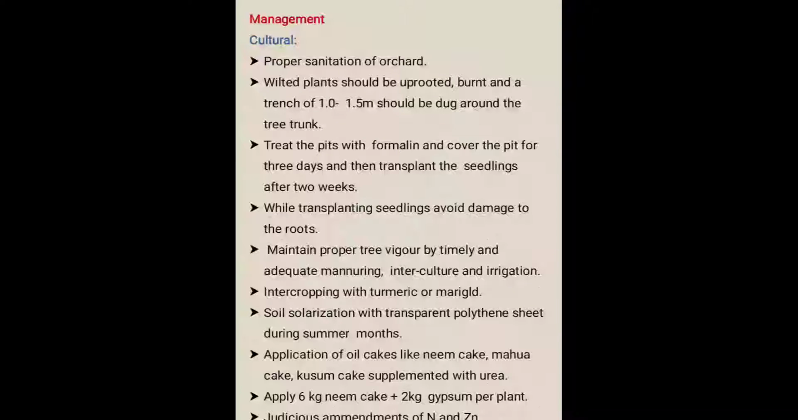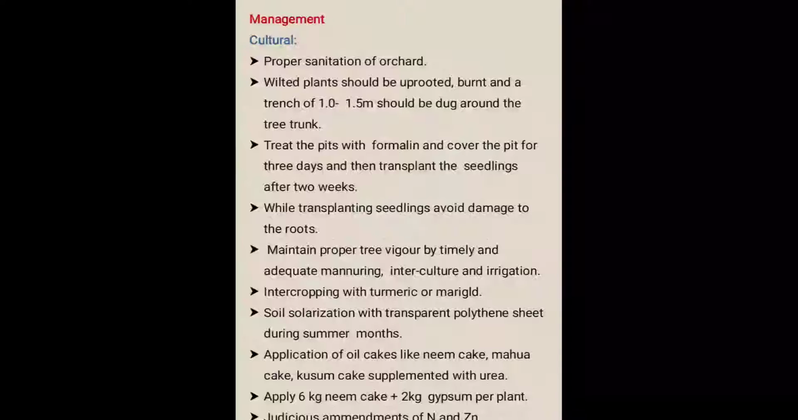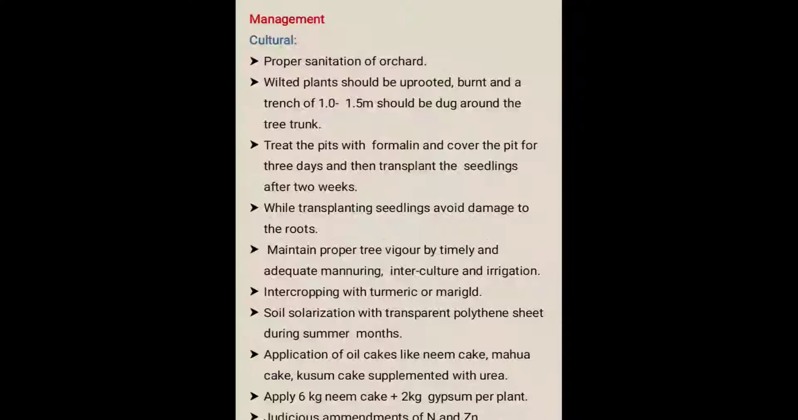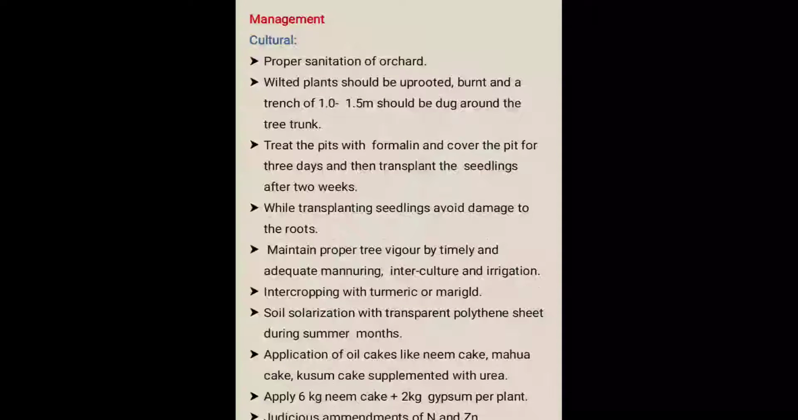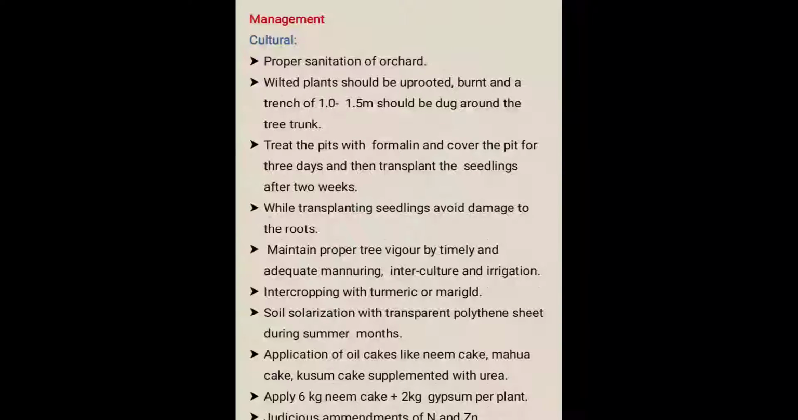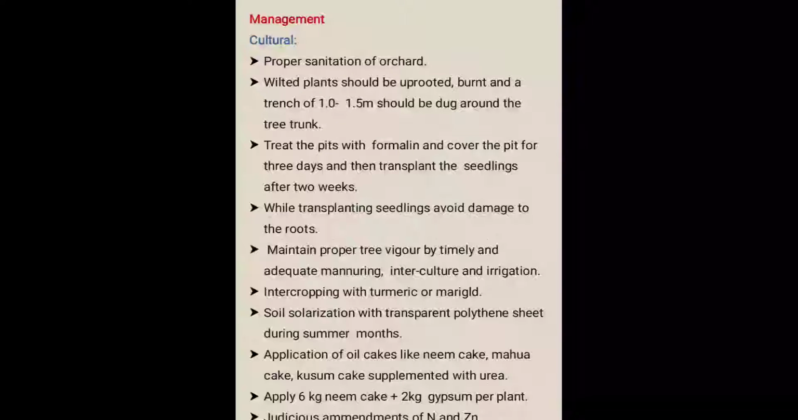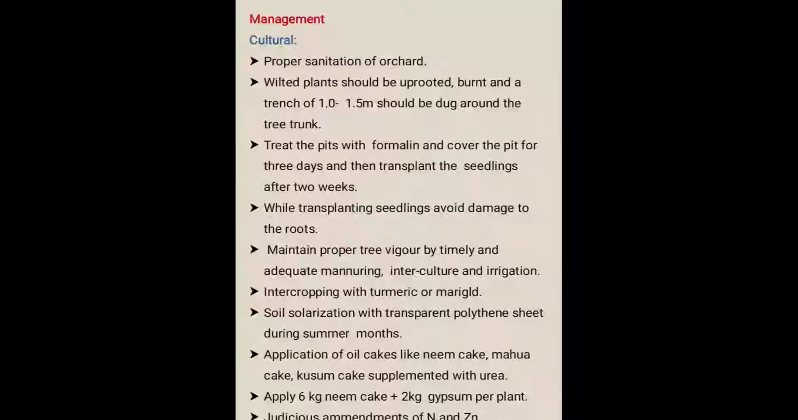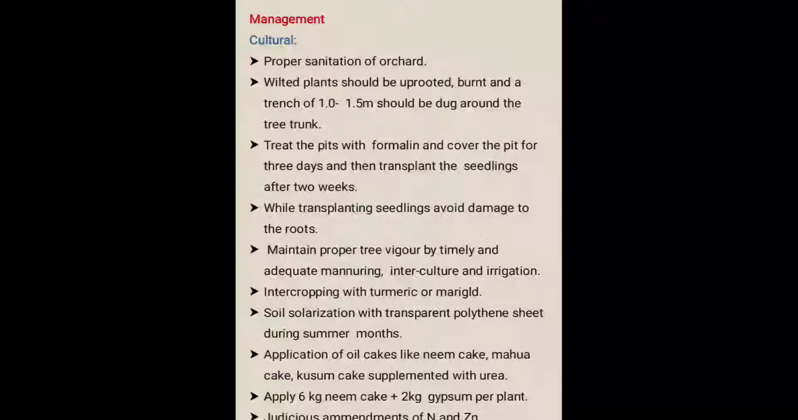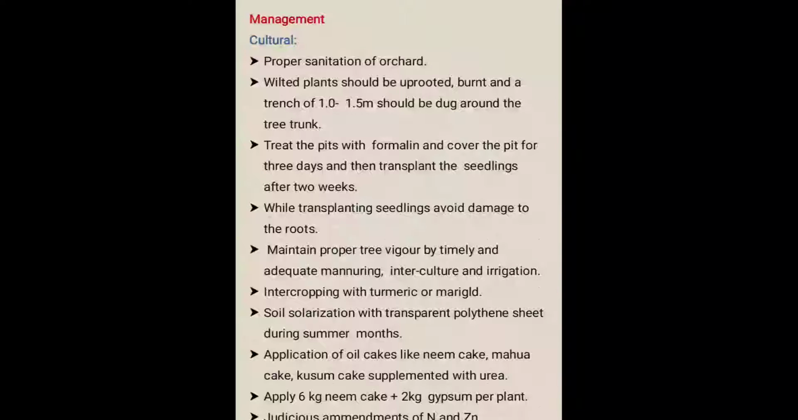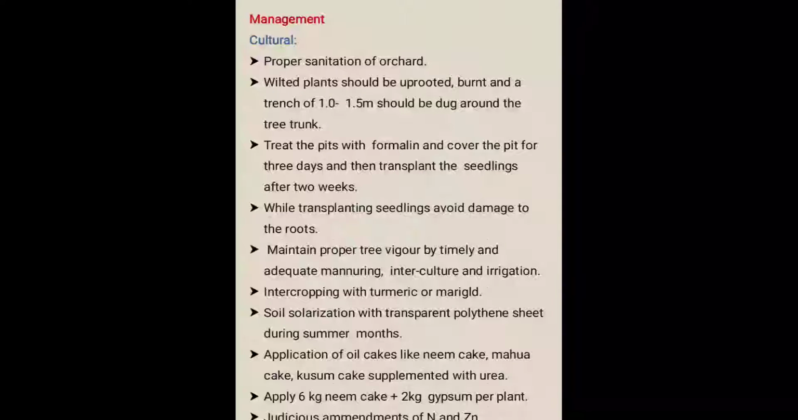Next point, wilted plants should be uprooted, burned, and a trench of 1 to 1.5 meter should be dug around the tree trunk. Treat the pits with formalin and cover the pit for 3 days and then transplant the seedling after 2 weeks. Formalin is also a very effective treatment for eradicating the presence of inoculum or pathogen in the soil. While transplanting seedlings, avoid damage to the roots.